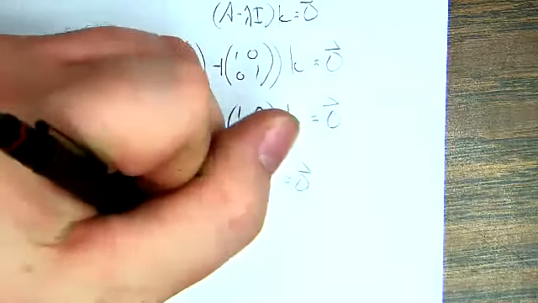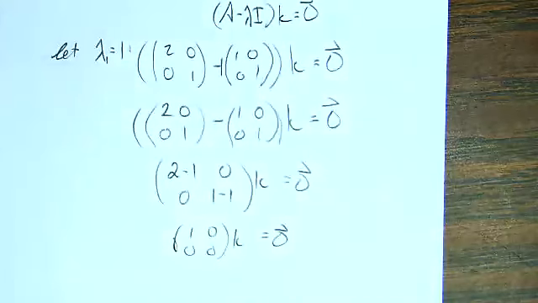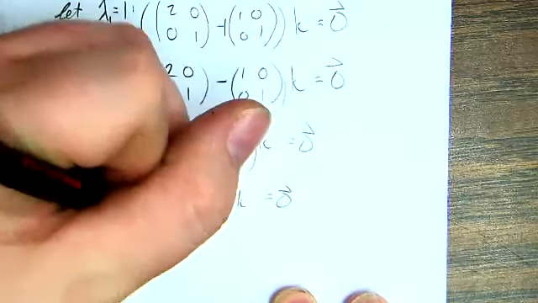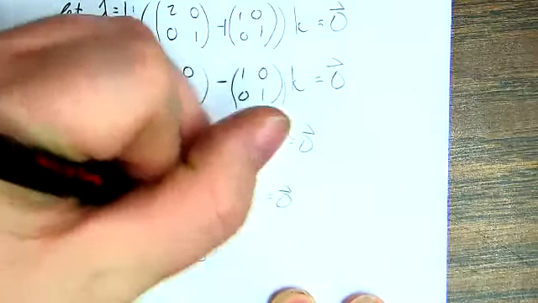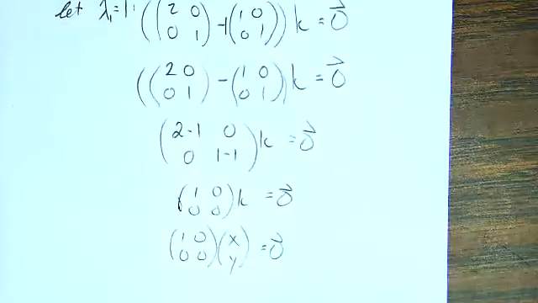So we have the matrix [1, 0; 0, 0] times k must be equal to the 0 vector. Now remember, k is its own vector. It has components u and v, or x and y, whatever you want to call them. We will call them x and y just for the sake of consistency. We're looking for values of x and y so that this always gives 0.